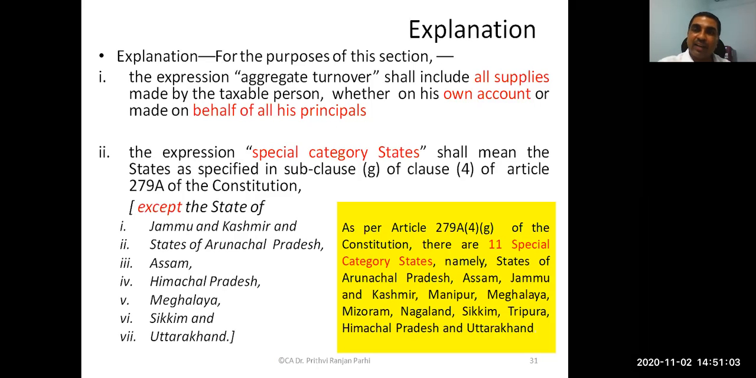And the concept of special category states. Special category states means the states which are specified in subclause G of clause 4 of Article 279A of the Constitution. If you read this particular subclause, you will find there are 11 states which can be called special category states. Can you read the names of these 11 states which are special category states as per the Constitution? Can some of you read it here? I'm showing the cursor here. Please read it.